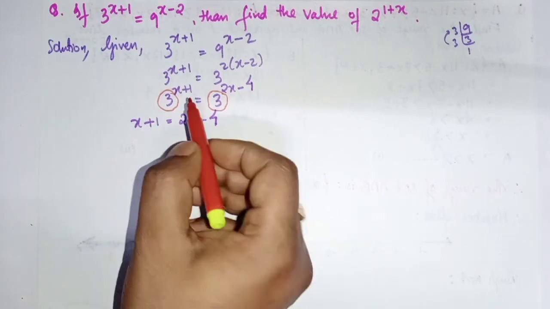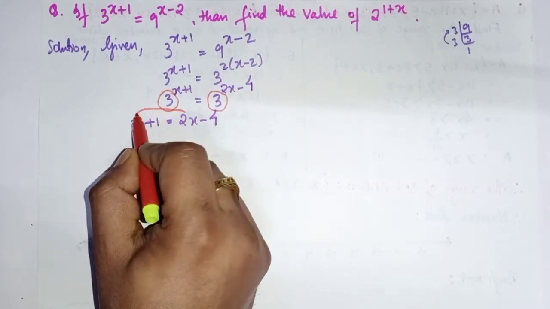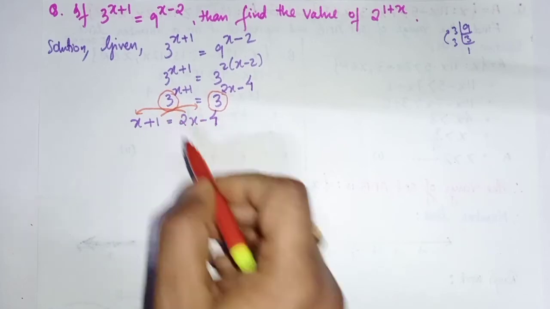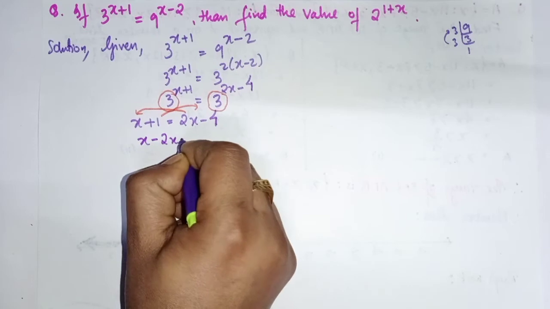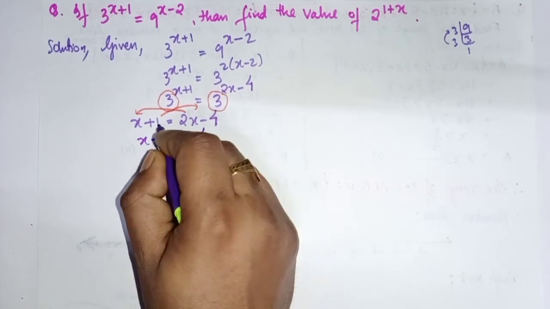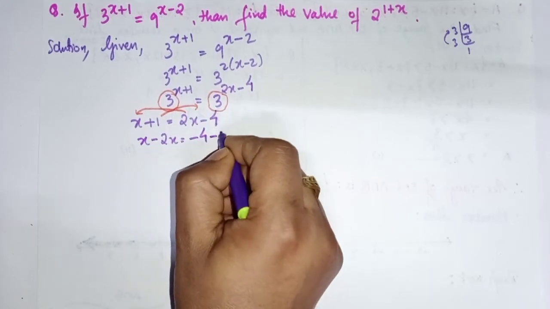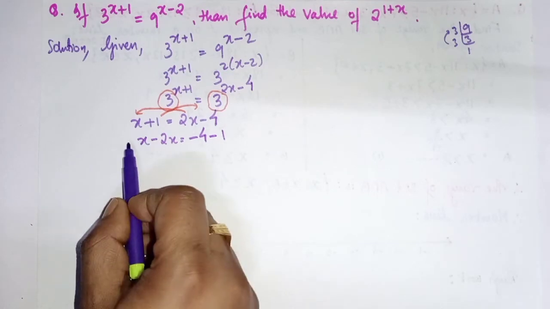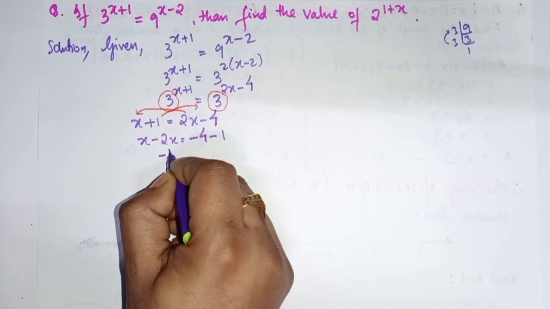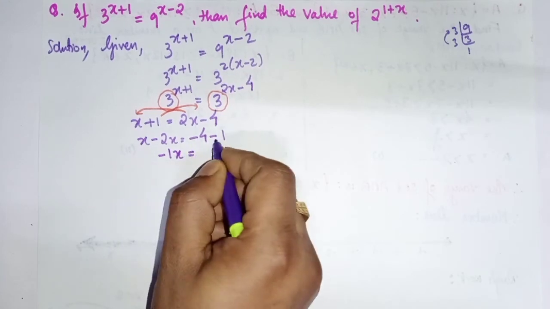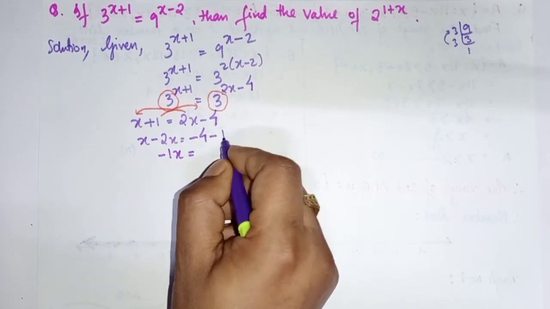I'll bring the x terms together. So I'll bring this in front, and take this to that side. So what will be this? x plus, when it comes to this side, it will be 2x equals minus 4. When this plus 1 goes to that side, it will be minus 1. So plus minus is minus. 2 minus 1 is 1. So minus 1x equals, minus minus is plus, 4 plus 1 is 5.